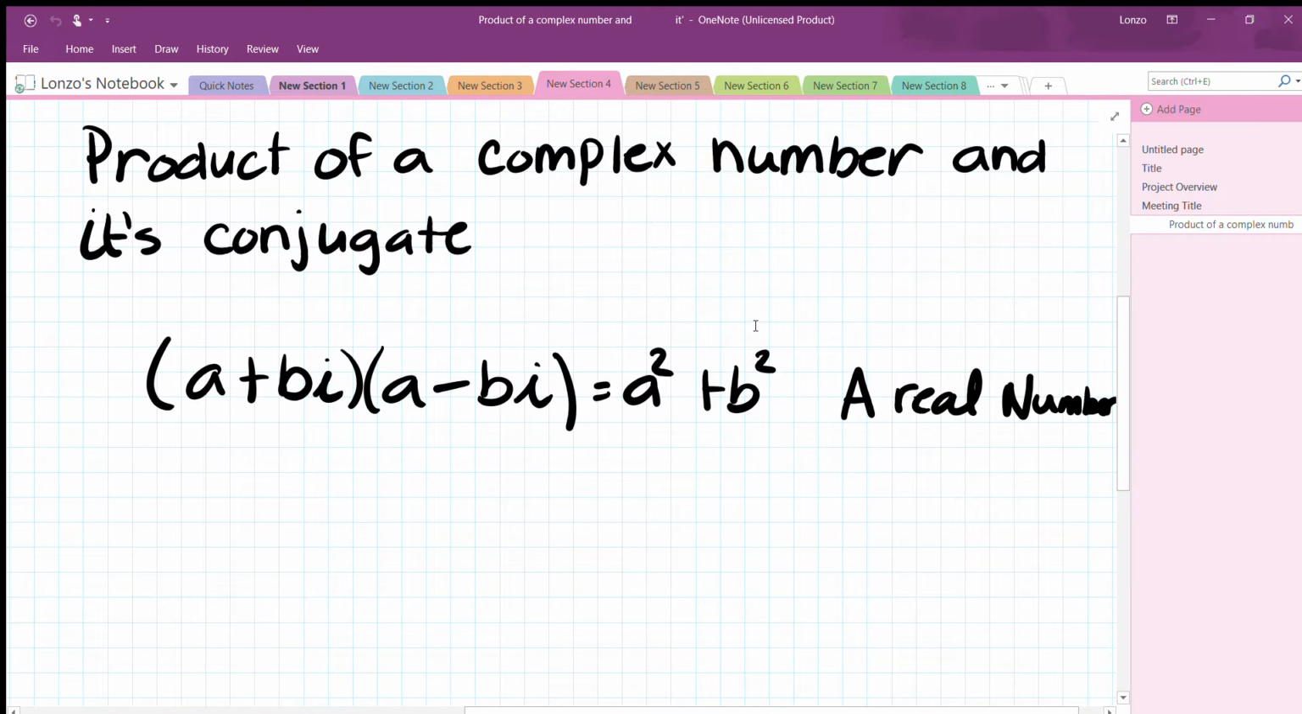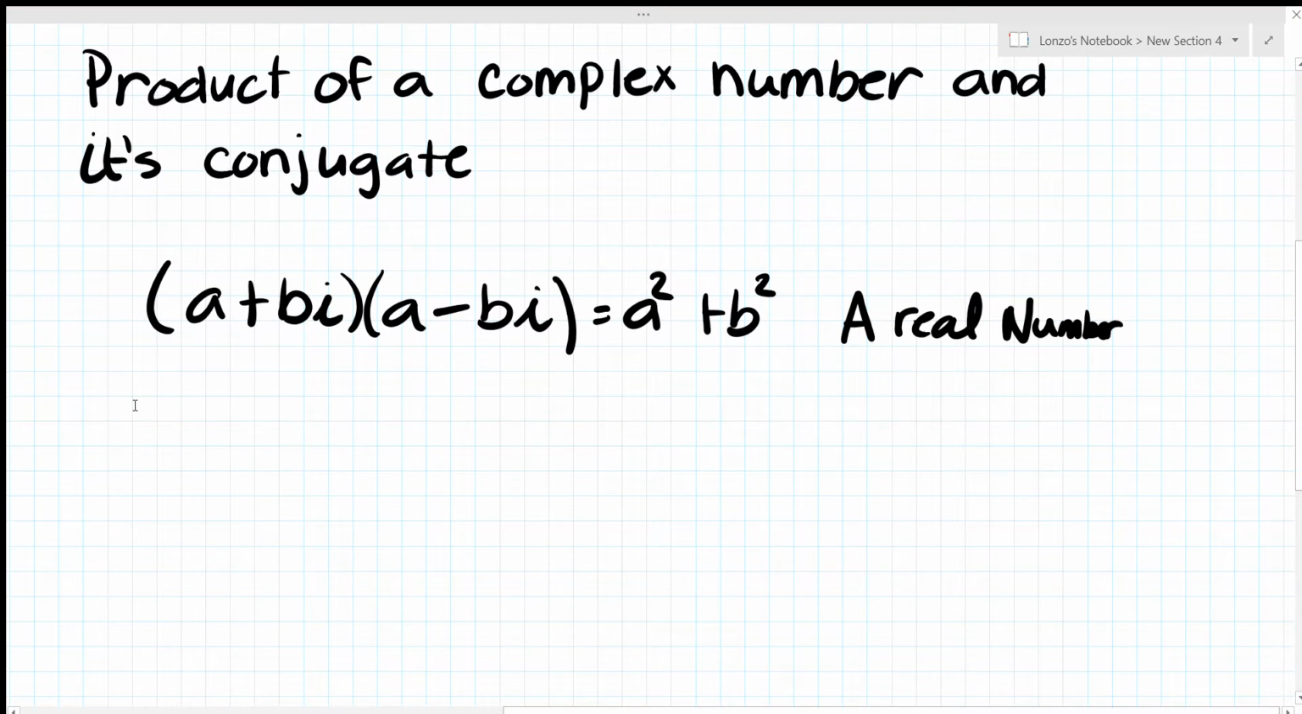So let's do a product of a complex number and its conjugate. Let's say you're given a plus bi times a minus bi. If you multiply, we know this is a perfect square pattern. That's why you get a squared plus b squared.